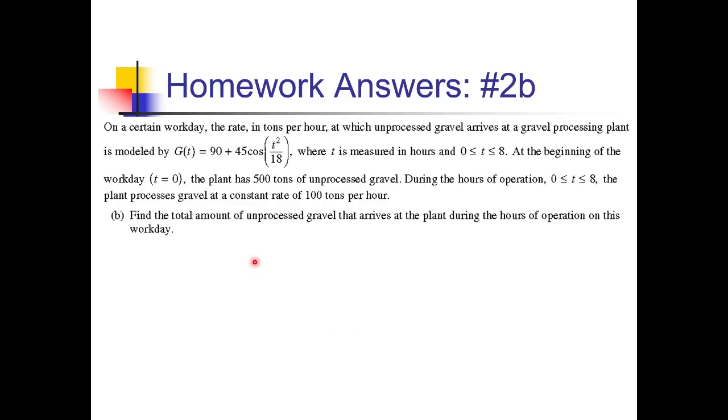For the next part of the problem, they want us to find the total amount of unprocessed gravel that arrives at the plant during the hours of operation on this workday. So we're not really thinking about this 500 tons that we started with. All we care about for this part is how much arrived after time 0 and until time 8. Since we have the rate of arrival, this g of t function, we just need to take the integral of that rate from 0 to 8. So this is all I'm putting down before I write my answer: integral from 0 to 8 of g of t dt.